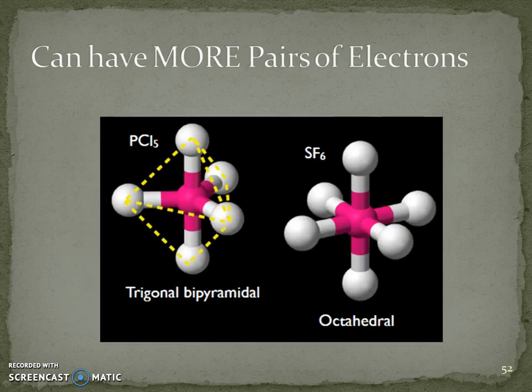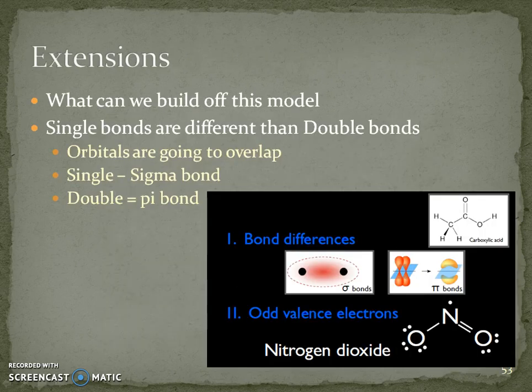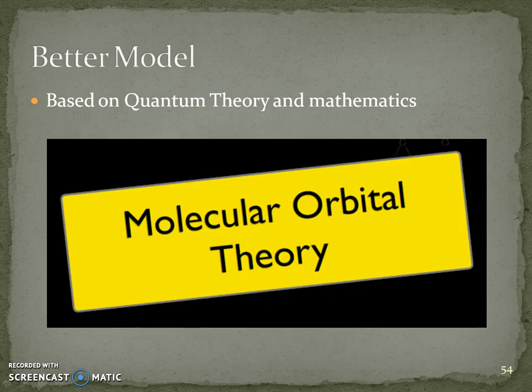You can also have more electron pairs. He talked a little bit about trigonal bipyramidal and octahedral. And yes, you are going to need to know all of them eventually. So then he also talked about what can you build off of these models. Single bonds are different than double bonds, even though they both are considered an electron domain. He also talked a little bit about sigma and pi bonds. A single bond is also considered a sigma bond, and a double bond is considered a pi bond. Again, we will talk about that in more detail later.